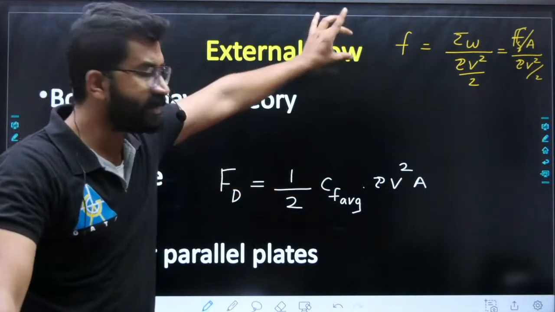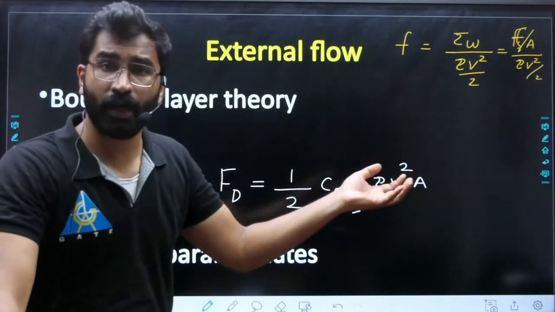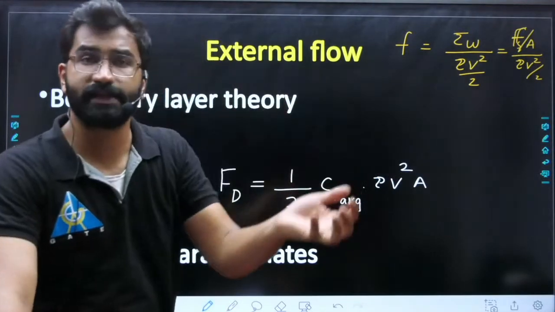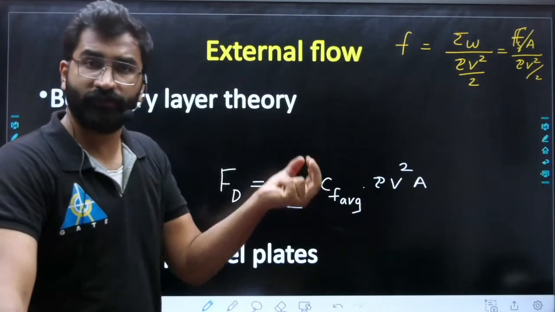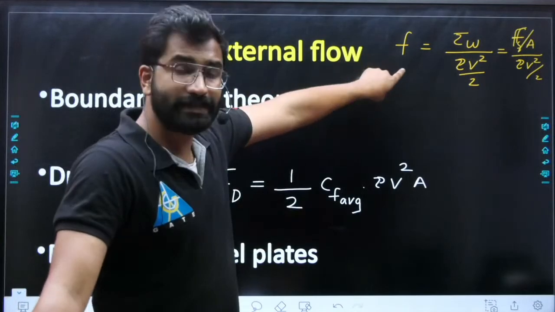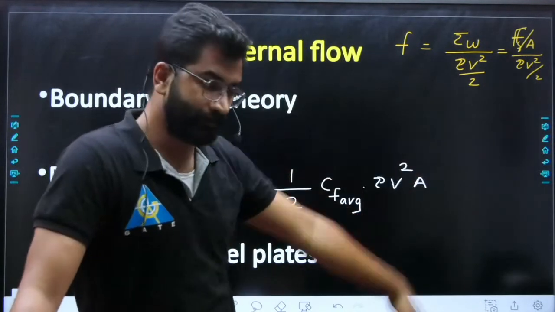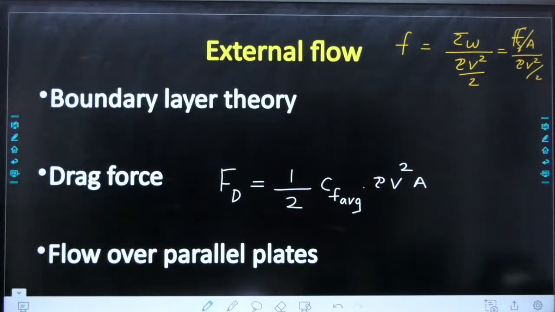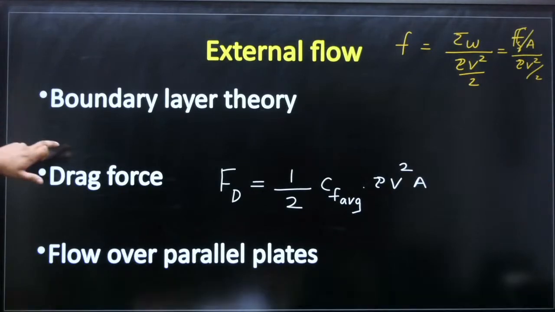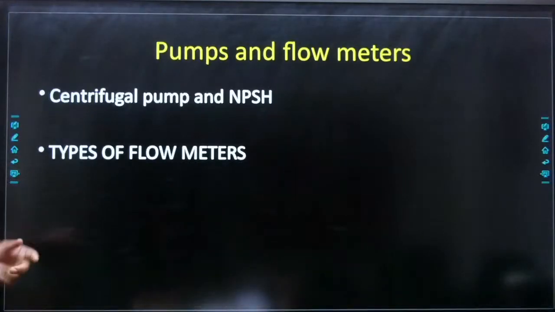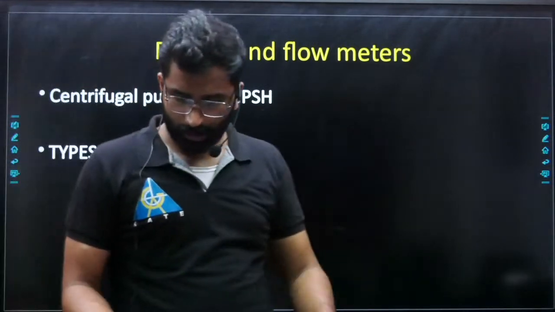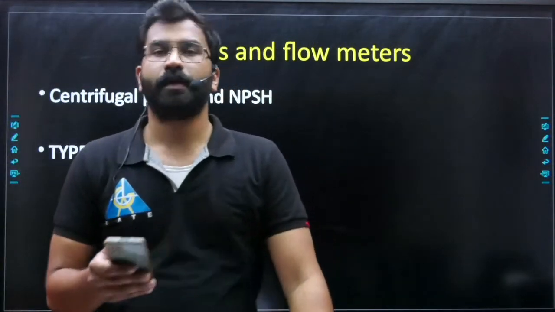So it's the same equation, both are same. So CF average and Fanning friction factor are analogous, but CF average is used in the external flow, that is friction coefficient is used in the external flow. In internal flow we use Fanning friction factor, right? Both are analogous to each other. And the last topic is pumps and flow meters. Okay, so with that I'm finishing my total formula series for fluid mechanics.